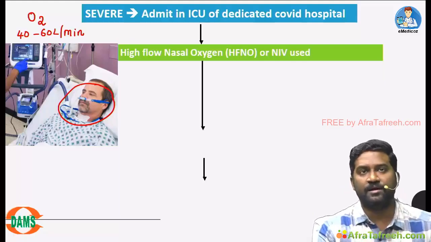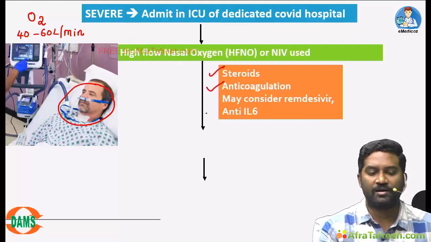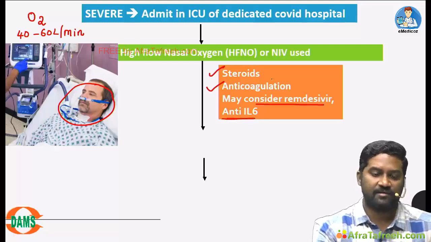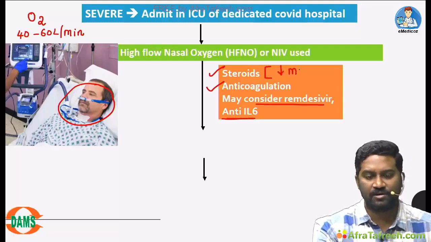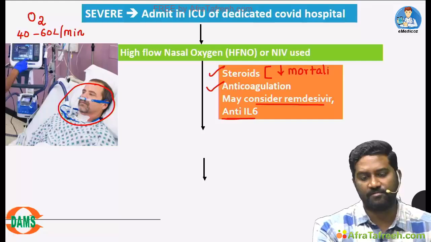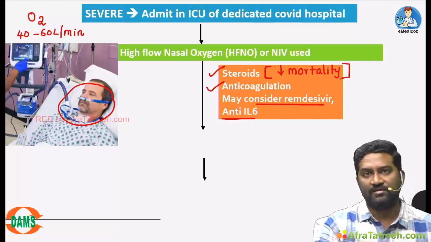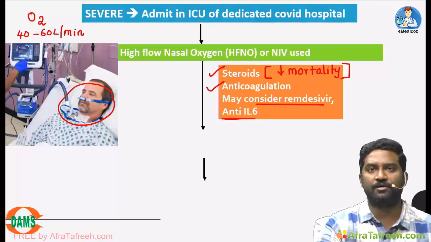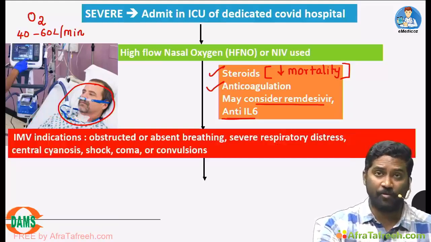And what will be the other medical management? You should give steroid, you should give anticoagulation, you may consider remdesivir and anti-IL-6. And steroids are the only drugs which are known to decrease mortality, especially in very sick COVID-19 patients. If they ask you in very sick COVID-19 patients, what is the drug that can decrease mortality? Your answer should be steroid. Anticoagulation will also decrease mortality, but steroid is having more evidence.